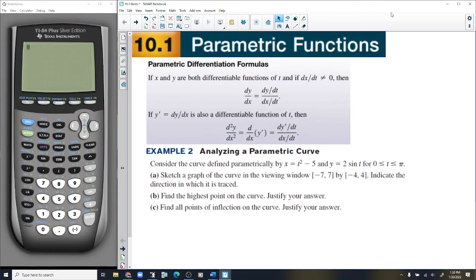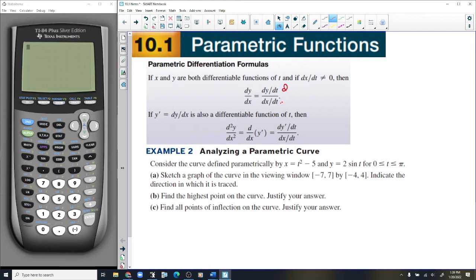All right, today we've got parametric functions. We're going to do the calculus on parametric equations now. So we start with the first and the second derivative. If x and y are both differentiable functions of t, and if dx/dt does not equal 0, because it's in the denominator, then the derivative of y, or dy/dx, is the derivative of y over the derivative of x.